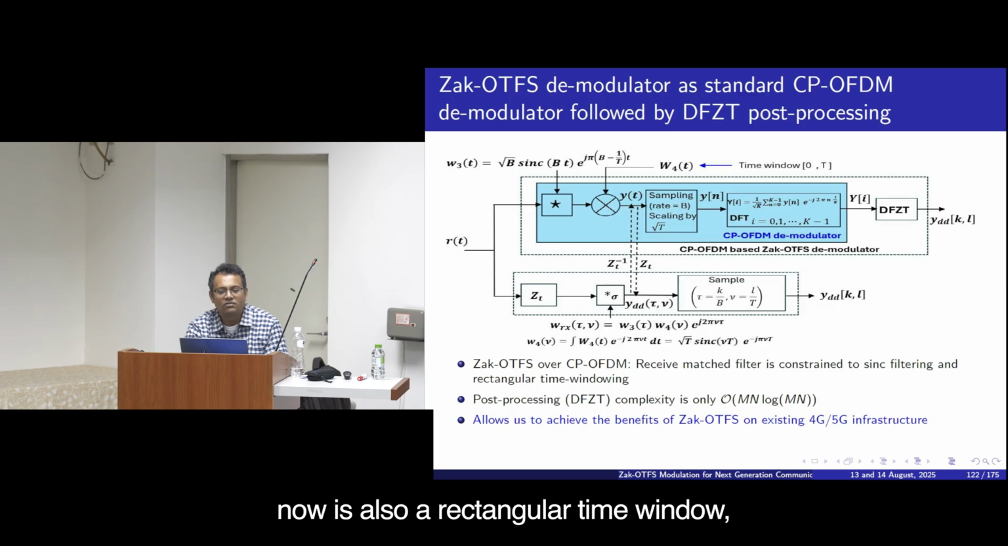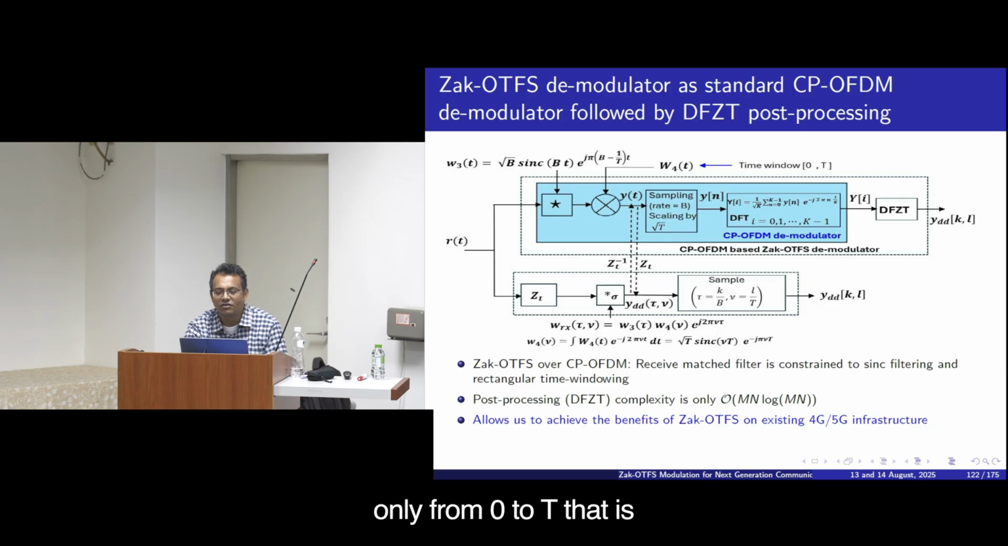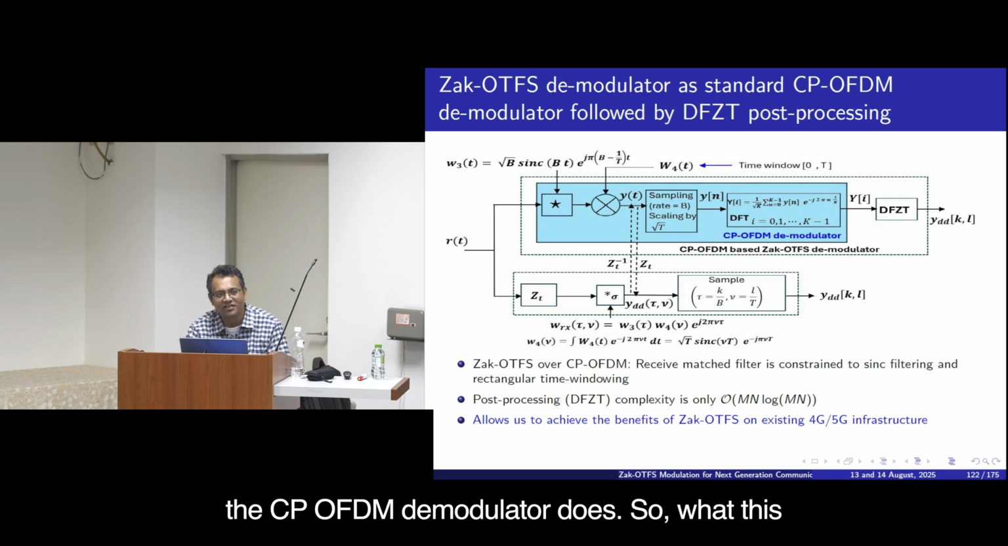But this one now is also a rectangular time window, but look at the duration of the time window, because you have to ignore the CP part. You have to ignore the cyclic prefix, so the duration is only from 0 to capital T, that is why. And then it does exactly what the CP-OFDM demodulator does.